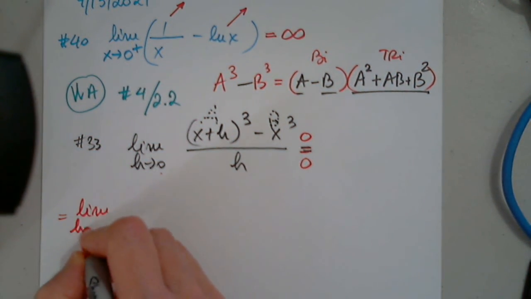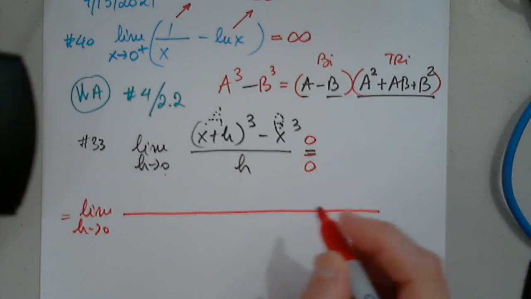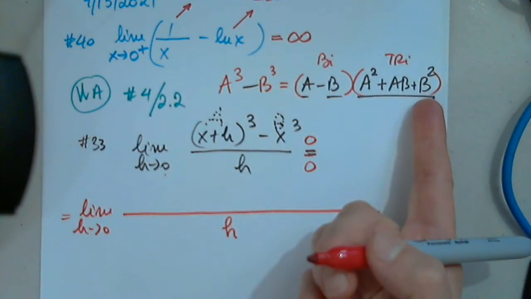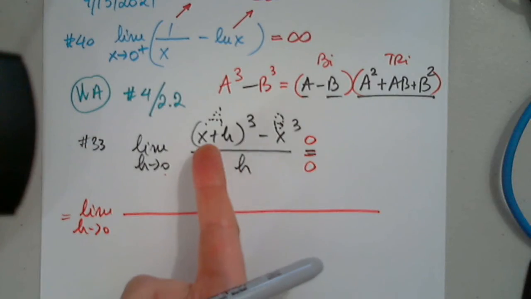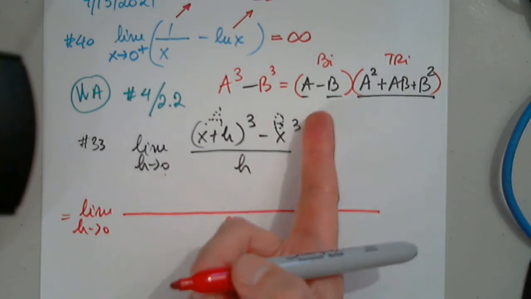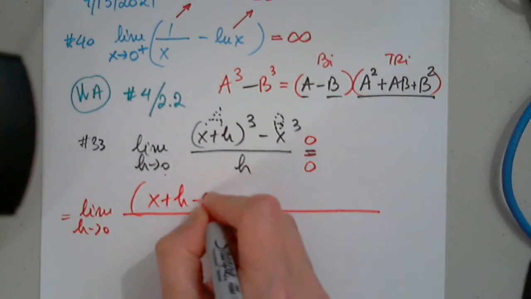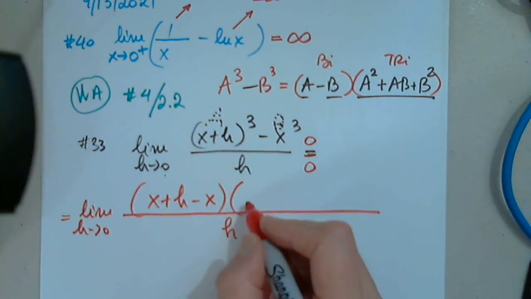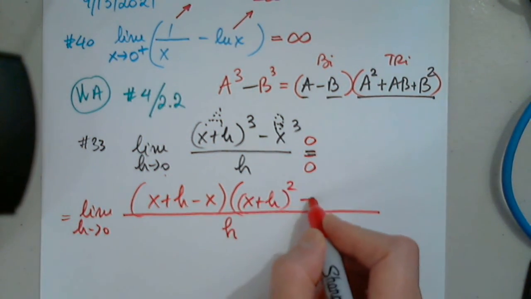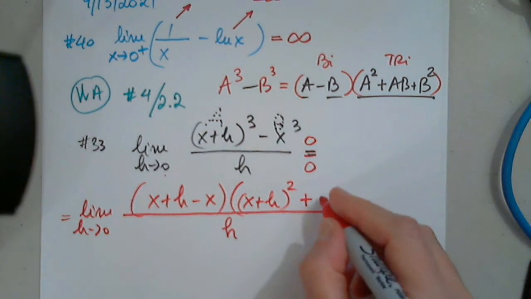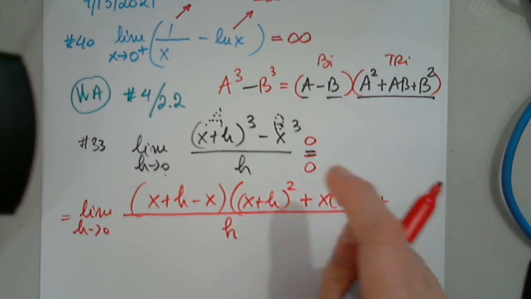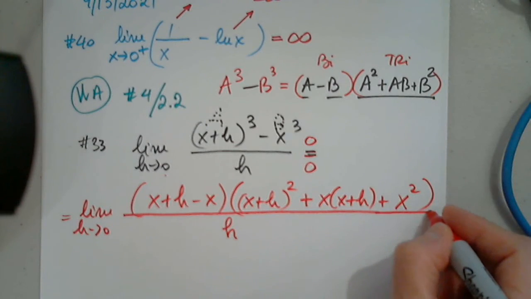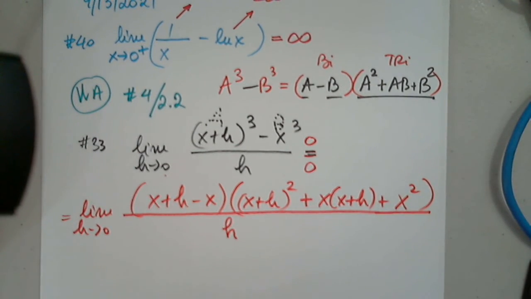Thank you very much. Limit as h approaches 0. H in the denominator. This I know. This whole thing is a and this is b. X plus h minus x is the first. X plus h minus x. Then I have this term that has to be squared: x plus h squared. And then plus x times x plus h. And plus x squared. Good. What happens next?